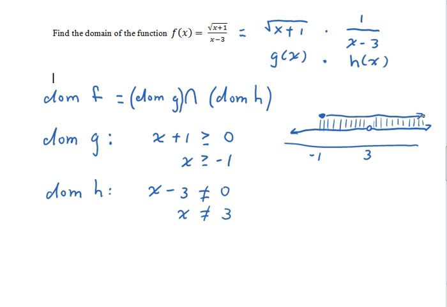So the domain of f in interval notation will equal the interval starting with negative 1 up to but not including 3, union the interval from 3, but not including 3, up to infinity.